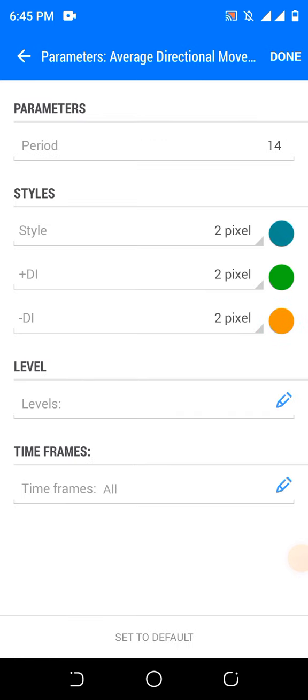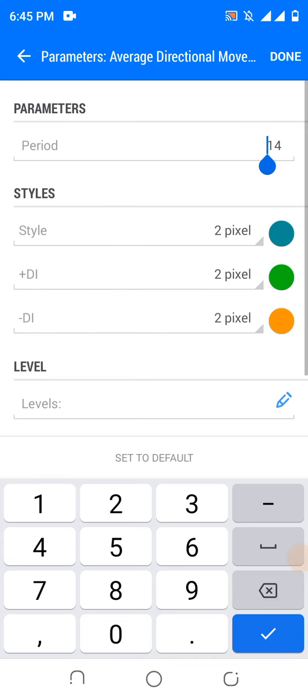Now this is the default setting for the Average Directional Movement Index. So pay attention, understand how it is set. You can screenshot it or write it down, because this is one of the major aspects of this strategy. So what you do now is go to the period, 14, and change it to 70. Change it to 70.